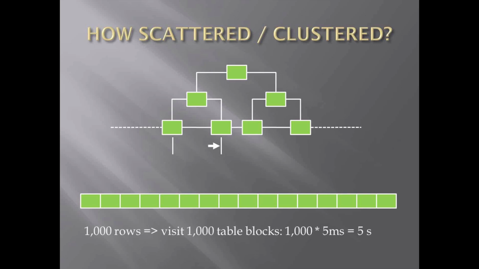So in the worst case, for instance, you're looking for 1,000 rows, but you might have to visit 1,000 different table blocks in order to pick up these 1,000 rows. So this is basically a worst case scenario. And if you think about that, these table blocks are not in the buffer cache, but have to be read from disk, then you end up with something like, for instance, 5 seconds response time for a simple operation like that, because you have to wait for the disks to deliver each block.